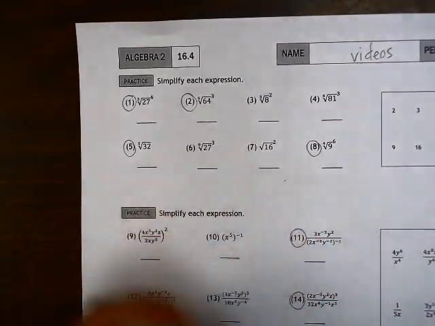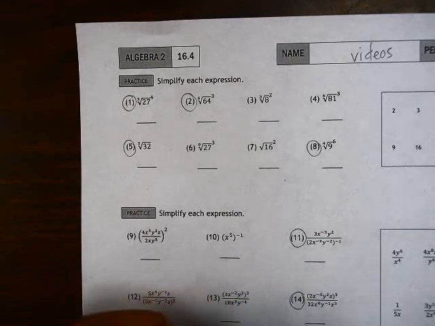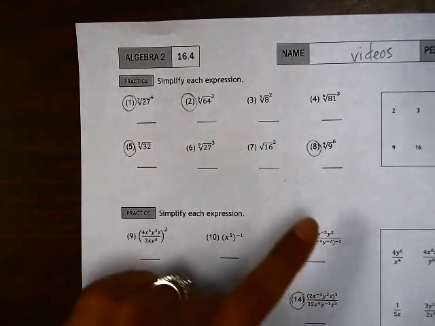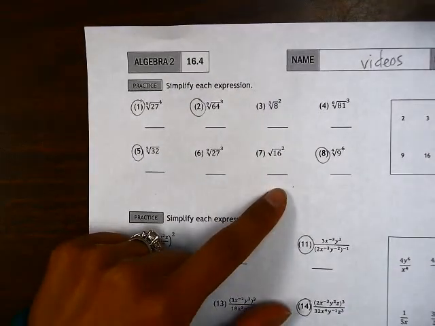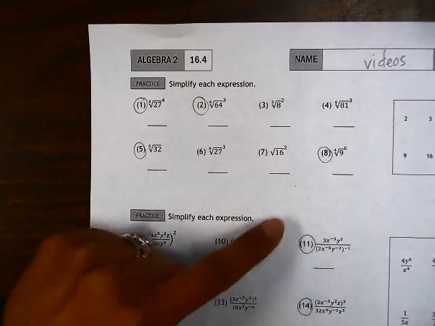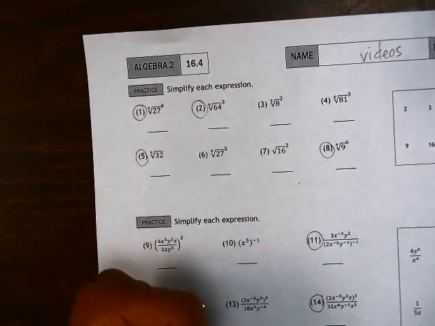This is worksheet 16.4, which is a review of the exponent concepts so far. On this first section, we're simplifying each expression. All of these expressions have radicals, and we'll look at different ways of simplifying these.